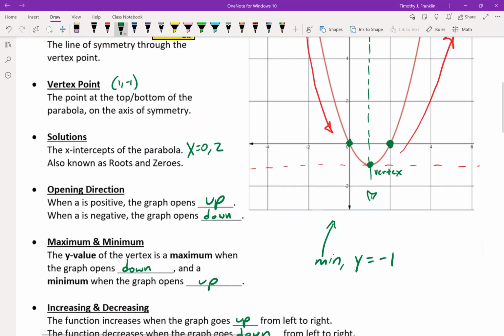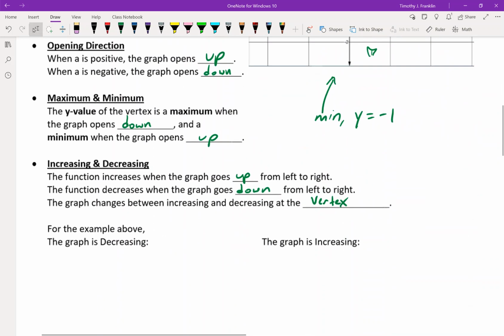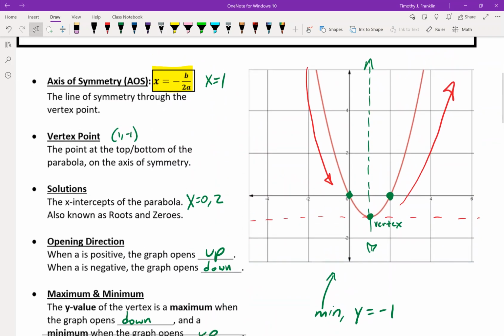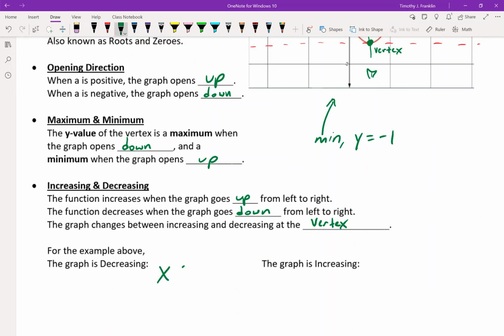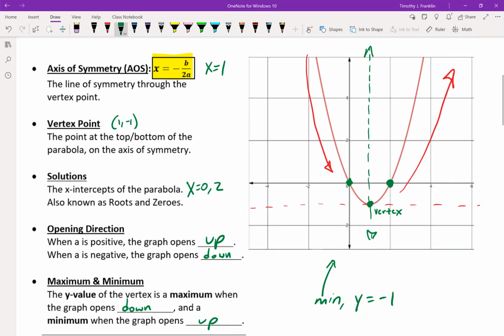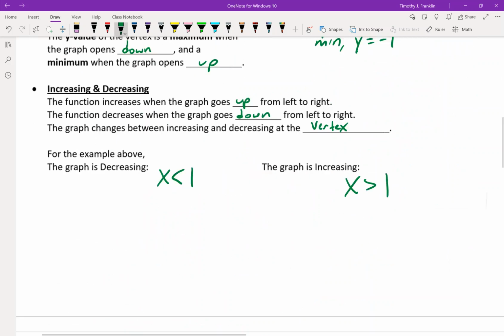So this will depend on whether it's opening up or down, which side of the graph is increasing or decreasing. In this example, like we showed, it's decreasing on the left-hand side and it's increasing on the right. So to write that in mathematical terms, it's decreasing for values of x that are less than 1, which is the AOS, right? That's the x value here is 1, and that's where the vertex is. So from x values less than 1, it is decreasing, and for x values greater than 1, it is increasing.